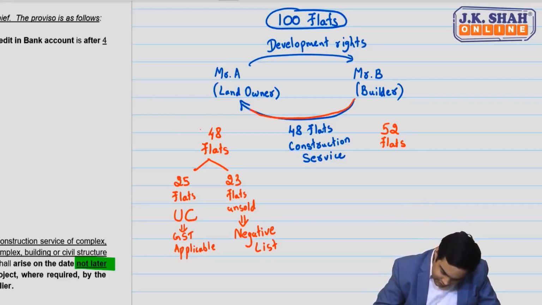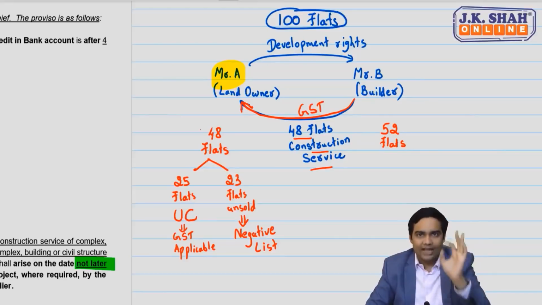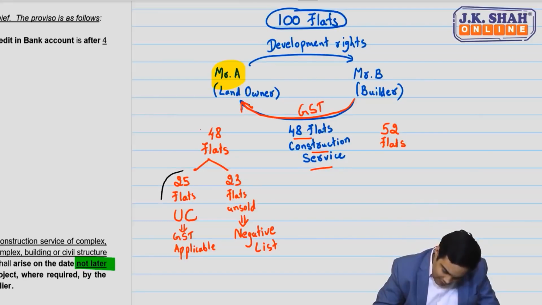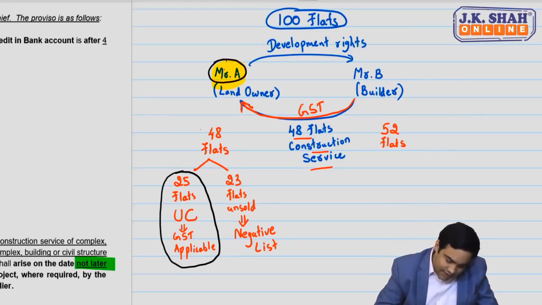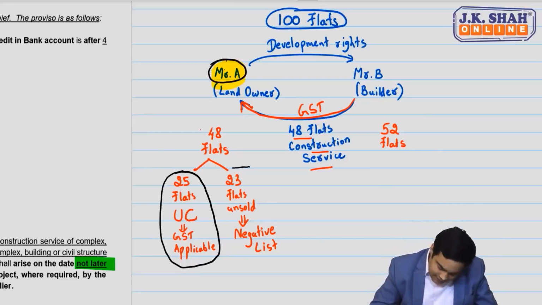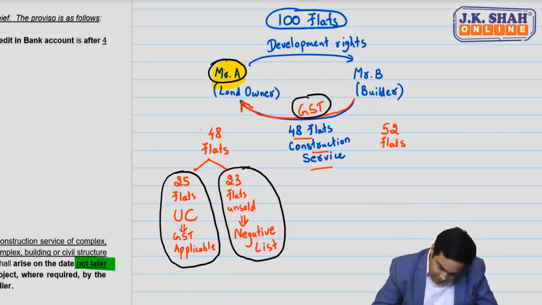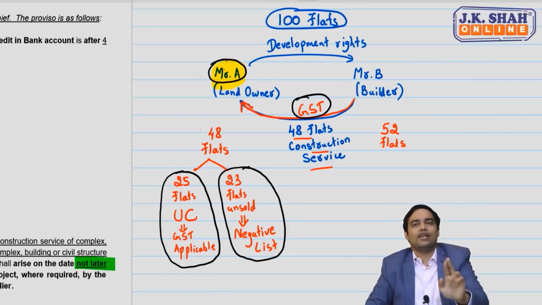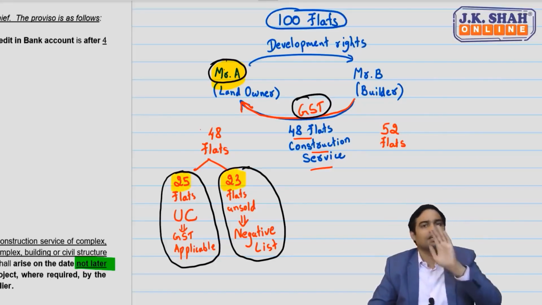Now, B will charge GST to A for construction service related to 48 flats. People, will A get ITC of GST charged here? Builder is charging GST to A, will A get ITC? Now the answer to that is, to the extent of 25 flats where A is paying output GST, A is eligible for ITC. To the extent of 25 flats. To the extent of 23 flats, he will not get ITC. So out of this GST which is charged by builder to landowner, landowner will get proportionate ITC. To the extent of 25 flats, yes, he will get ITC. To the extent of 23 flats, he will not get ITC.